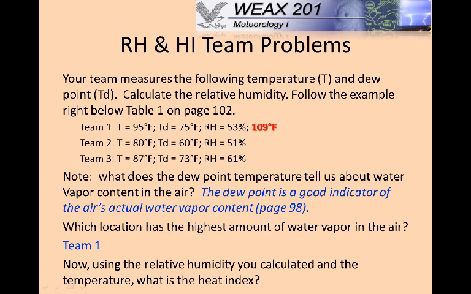You'll do the same process for team 2 and team 3 with the temperature and relative humidity values that are there. When you do that, you should compute an 81 degree Fahrenheit heat index for team 2 and a 95 degree Fahrenheit heat index for team 3.